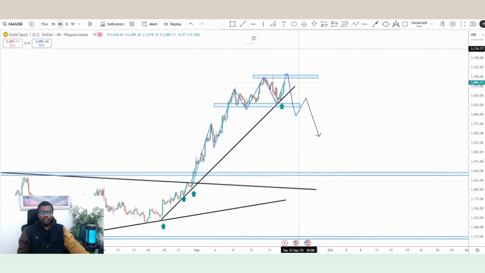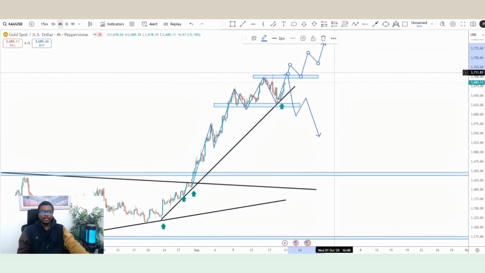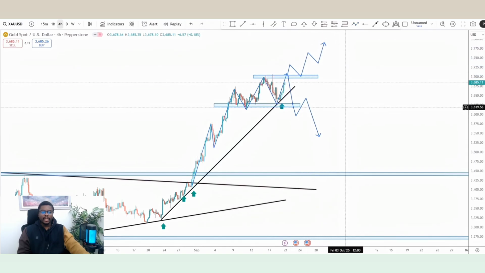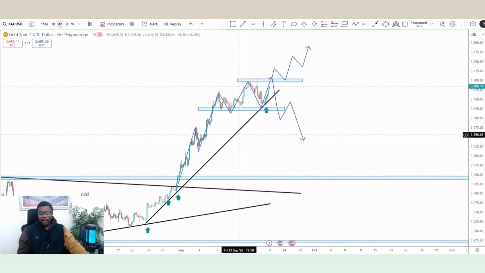Or price could clear these previous highs here, come back to retest this, and just keep forming new highs until buyers get completely exhausted. Now, for me, generally, I do not sell gold, except if I'm doing it for a very short time. But as a swing trader, I don't generally sell gold.